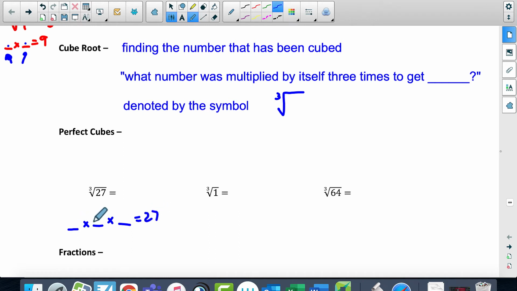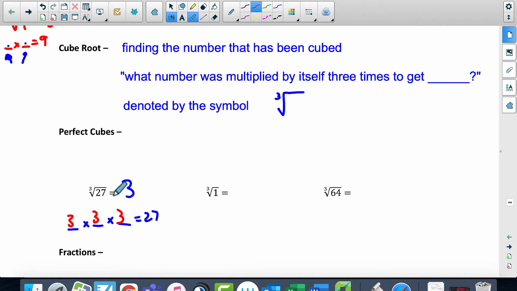It has to be the same number in here. Let's try 3. 3 times 3 is 9. 9 times 3 is 27. We got it. The cube root of 27 is 3. And why is that the answer? Because 3 times 3 times 3 equals 27.